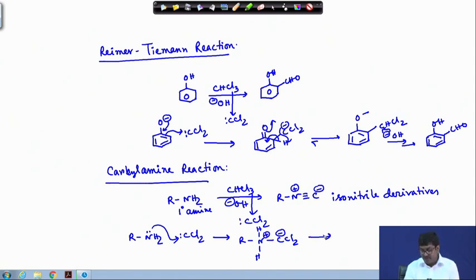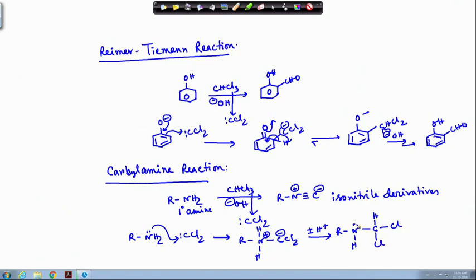Then you can have a plus minus H plus, that means this H plus can go over here, and overall you will get this. Now, nitrogen has this lone pair, so chloride can go out, and once it goes out, that will give this, which can nicely generate, in the presence of basic medium, the corresponding isocyanide.